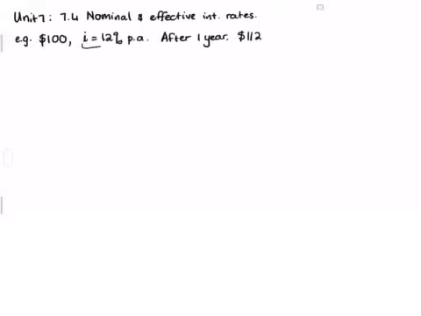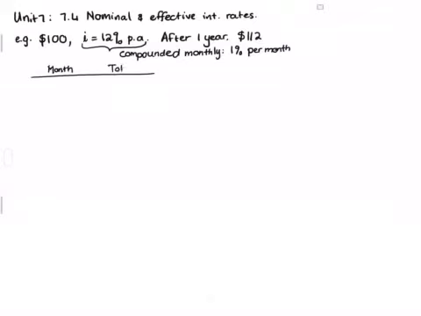But if we said 12% per annum, compounded monthly, well, first of all, think about it. Surely you're not going to get 12% every month, right? If it's 12% per annum and they compounded monthly, you're going to get 1% every month. So let's have a look for a few months. Month and the total you have in the bank.